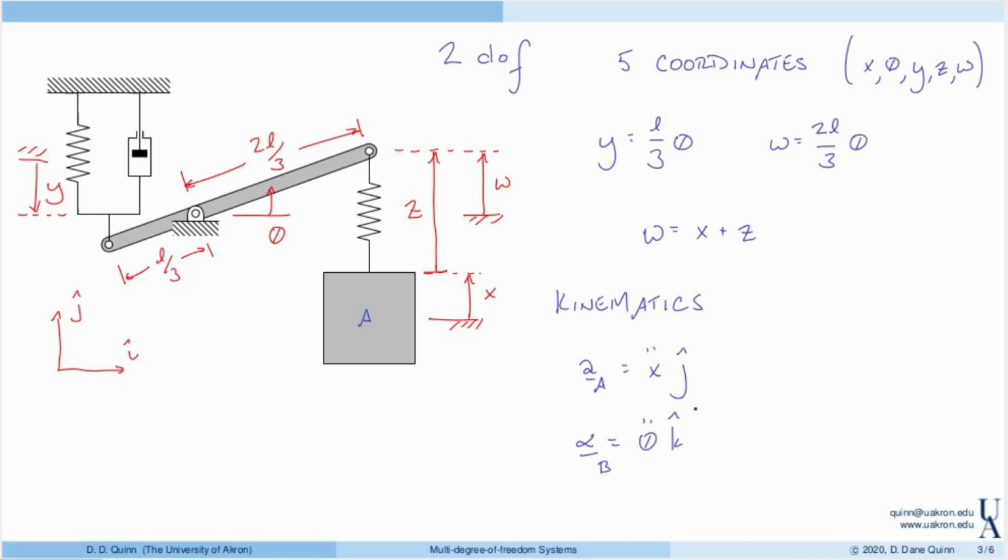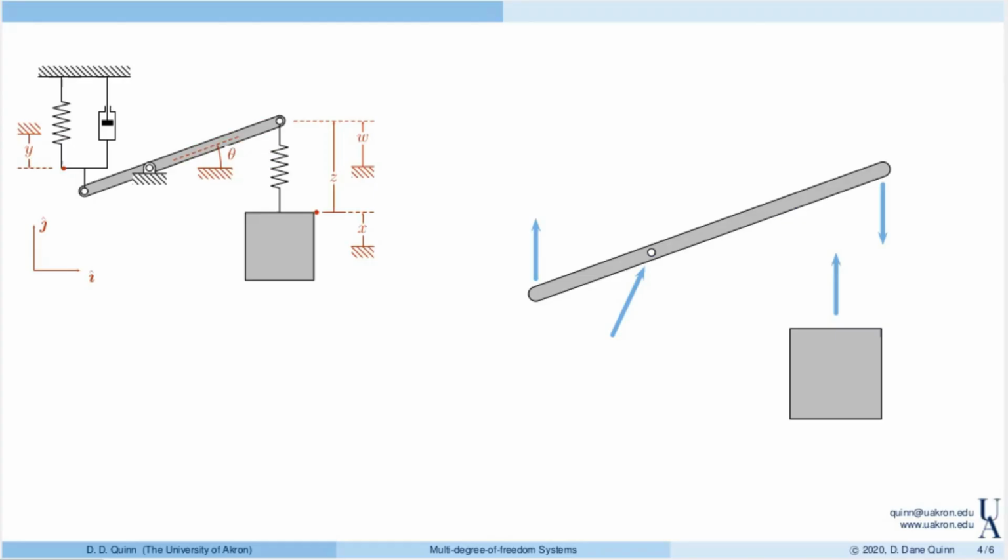Notice that I'm using vectors throughout this, right? So the acceleration I represent is x double dot in the j direction. And the angular acceleration is theta double dot in the k direction. It's not just x double dot, and it's not just theta double dot, but it's a vector. So magnitude and direction are both important. But in terms of these coordinates, this is the easiest way to represent the kinematics of the system. So now our next step is to define the free body diagram.